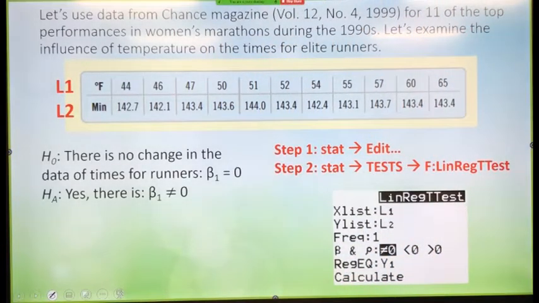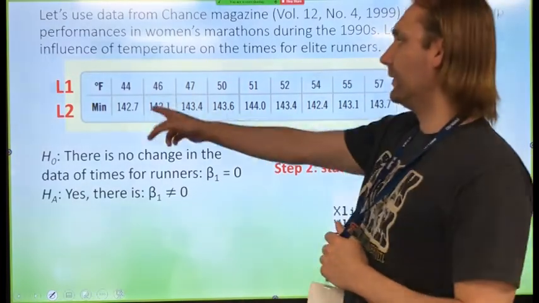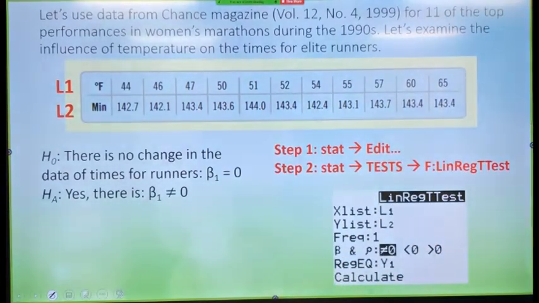Now let's look to see if we're given a table, how can we calculate our p-values with the regression. So let's use the data from Chance magazine for 11 of the top performances in women's marathons during the 1990s. Let's examine the influence of temperature on the times for elite runners. So go on your calculator and do stat edit. In L1, you'll want to put the temperature, 44, 46, all the way to 65. In L2, put in the timed run.